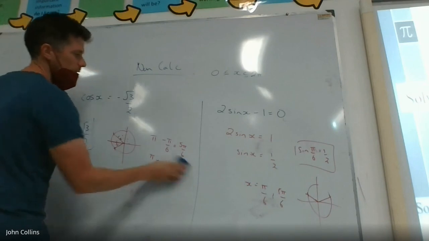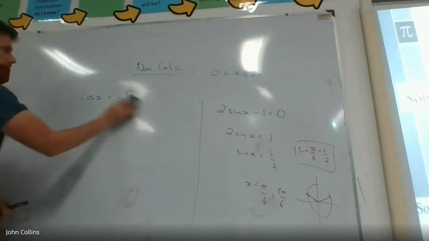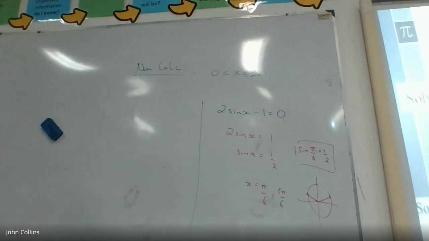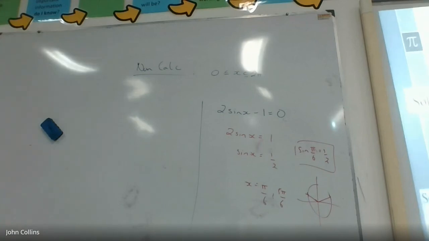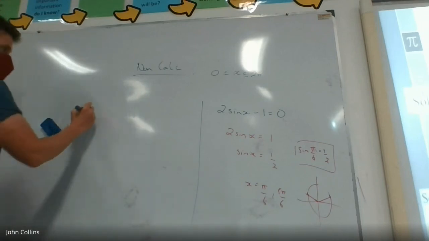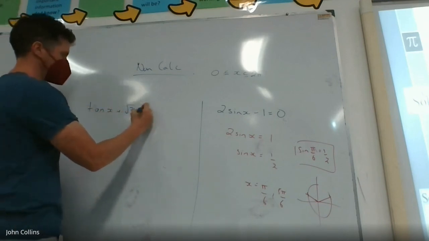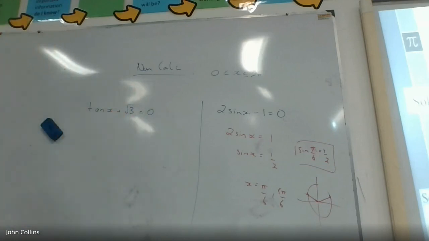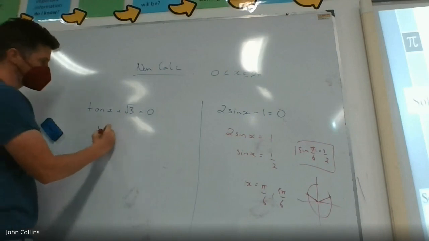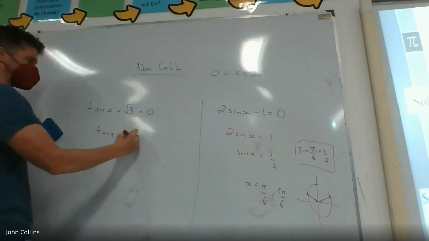The last one. We can do this one quicker than me. Go for it. Tan x plus root 3 equals 0. All right, so we'll solve it again in red. That means tan x, if I subtract root 3 from both sides, equals minus root 3.